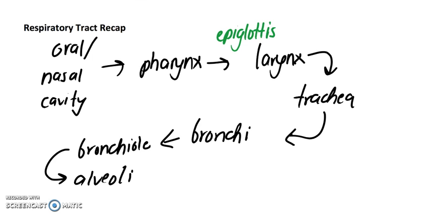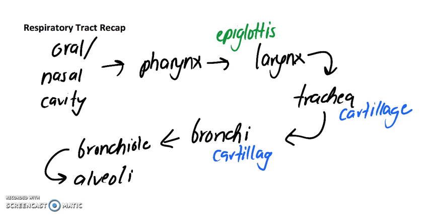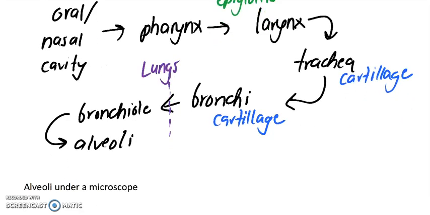Let's again notice that the trachea has cartilage. This will help us in the histology. Bronchi also has cartilage. And once we pass from the bronchi to the bronchioles, this is where we are inside the lungs. This is our checkpoint into the lungs.